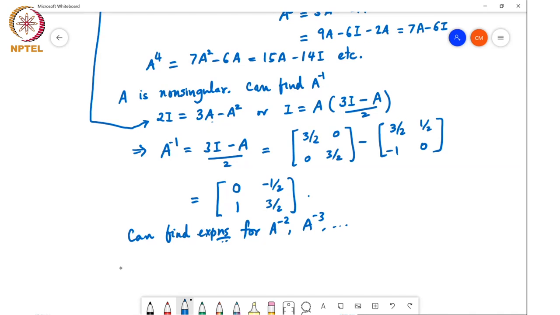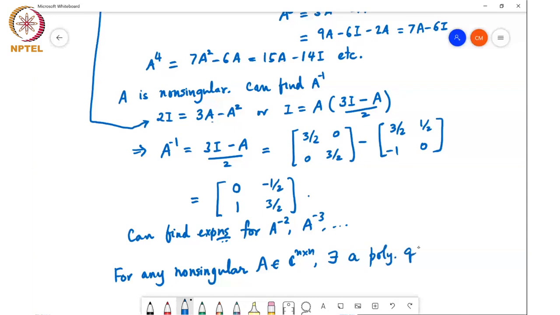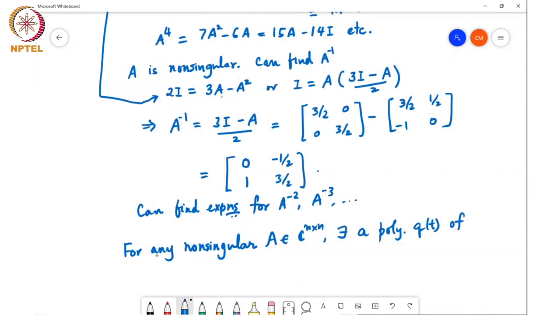And so we can say that for any non-singular A in C to the n cross n, there exists a polynomial Q of T of degree at most n minus 1 such that A inverse equals Q of A.